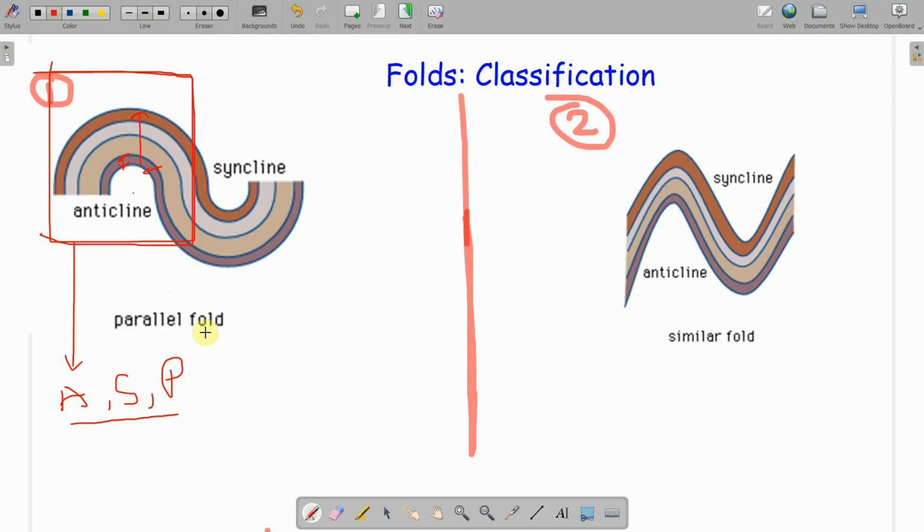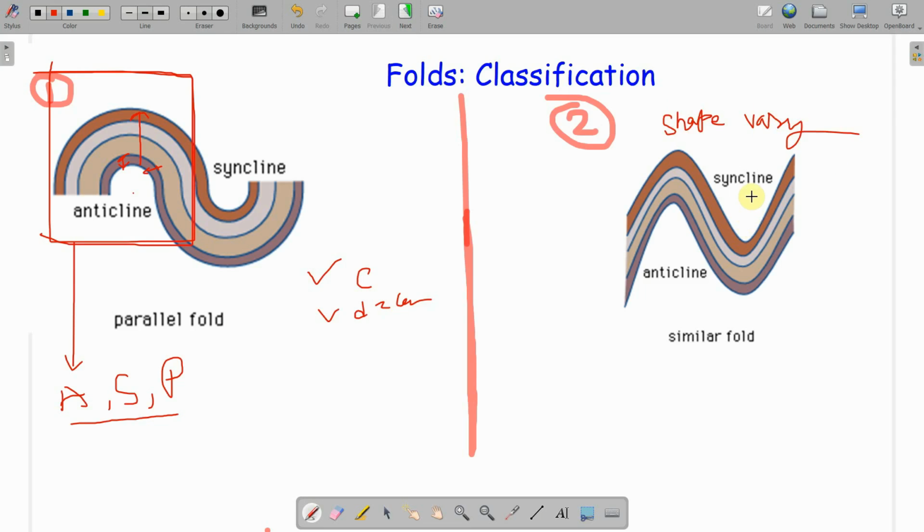In case of parallel fold, two things happen. They have a constant center, and the thickness will be constant throughout the area. Thickness of any layer will be constant. Another type of fold classification you can consider is the similar fold. So in this case, the shape of the folds may vary. Whatever the case, the shape will be varying.